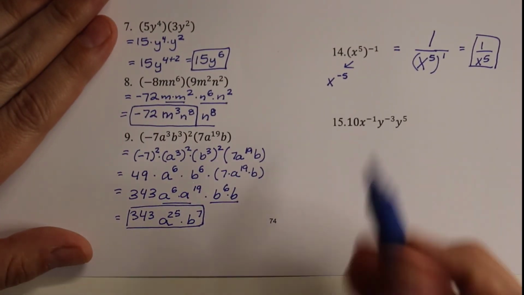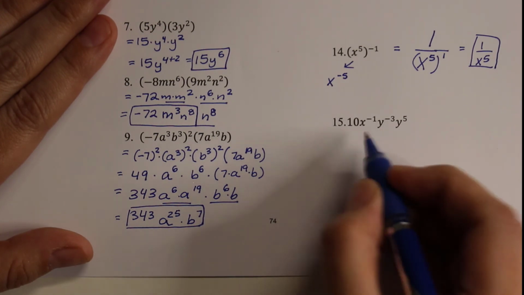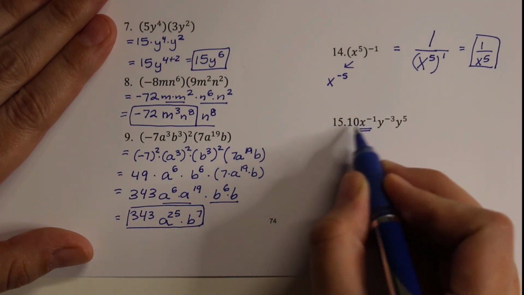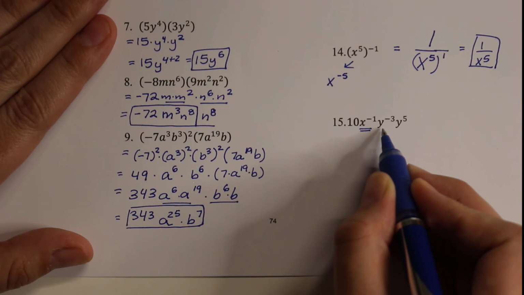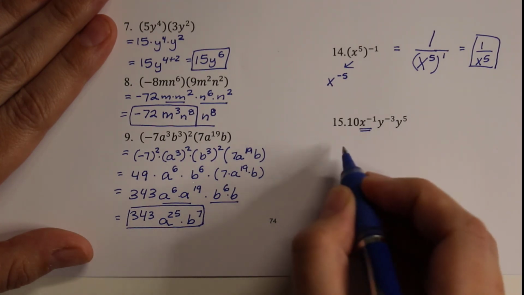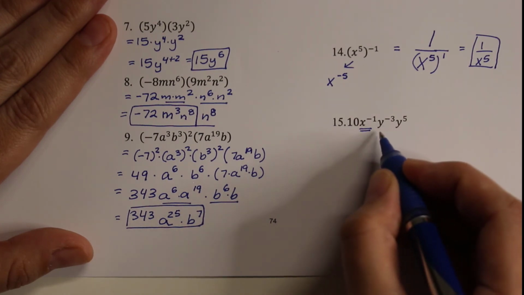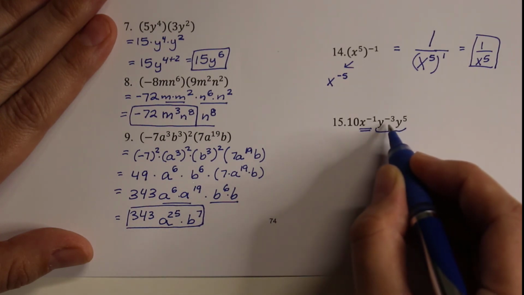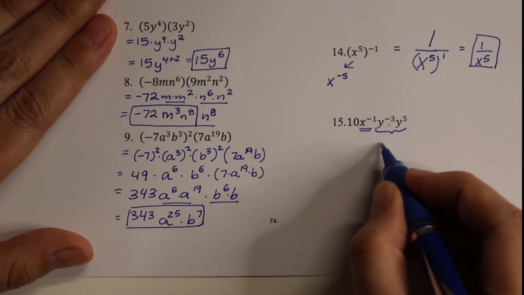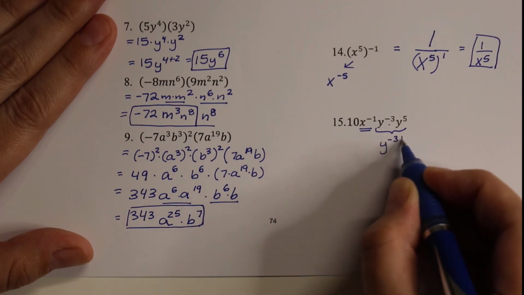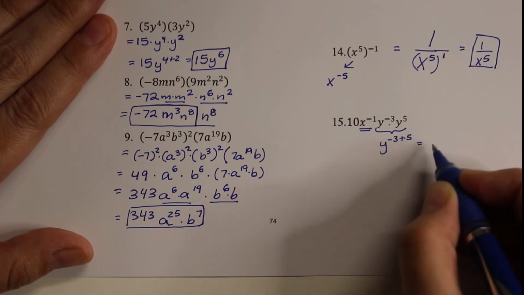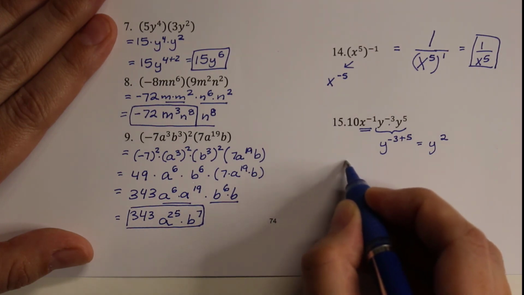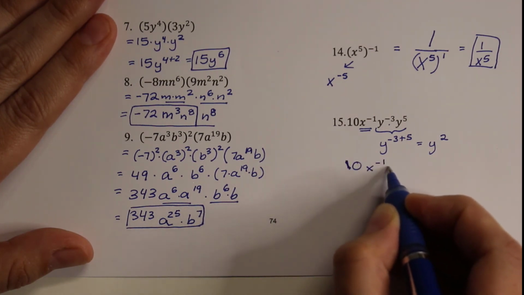Okay, last one. 10 times x to the negative 1. Notice that the x has a negative exponent, but 10 is not in a parenthesis, so it does not have a negative exponent. Y to the negative 3, and then y to the 5th. Okay, so what's going to happen here is I'm going to go ahead and address the y's first, and then the negative exponent on x. So right here, you are multiplying the y's, so you can use your product rule, and this is y to the negative 3 plus 5 power. So just this part with the y's is y squared. So now I have, let me rewrite it, 10 times x to the negative 1 times y squared.